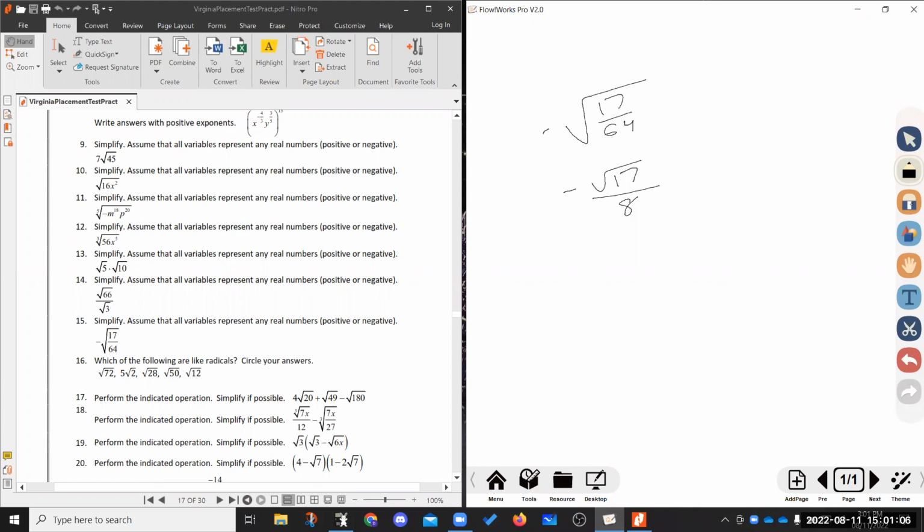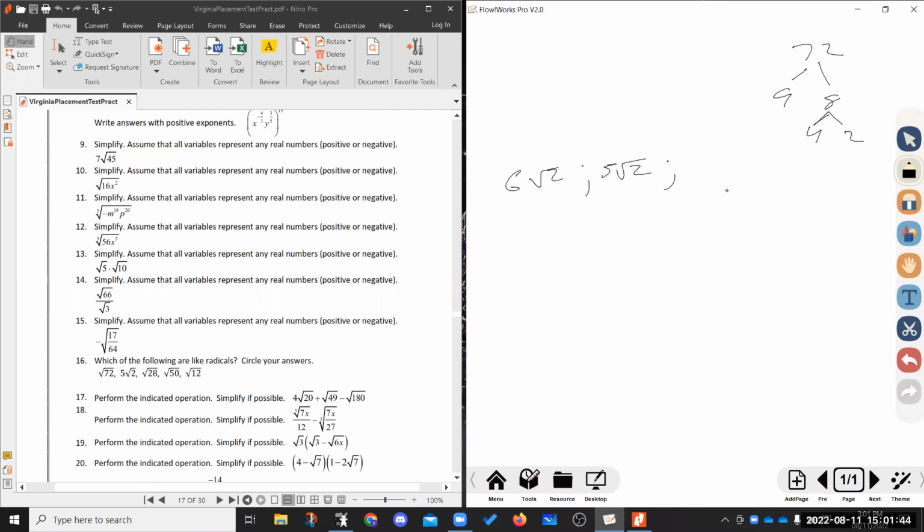Which of the following are like radicals? That means that they're going to have the same thing on the inside once I simplify them, and they would be like terms that I could add. So 9 comes... let's see, 72 is 9 times 8, which is 4 times 2. So this is 2 times 3 is 6 root 2 is that one. This one's 5 root 2.